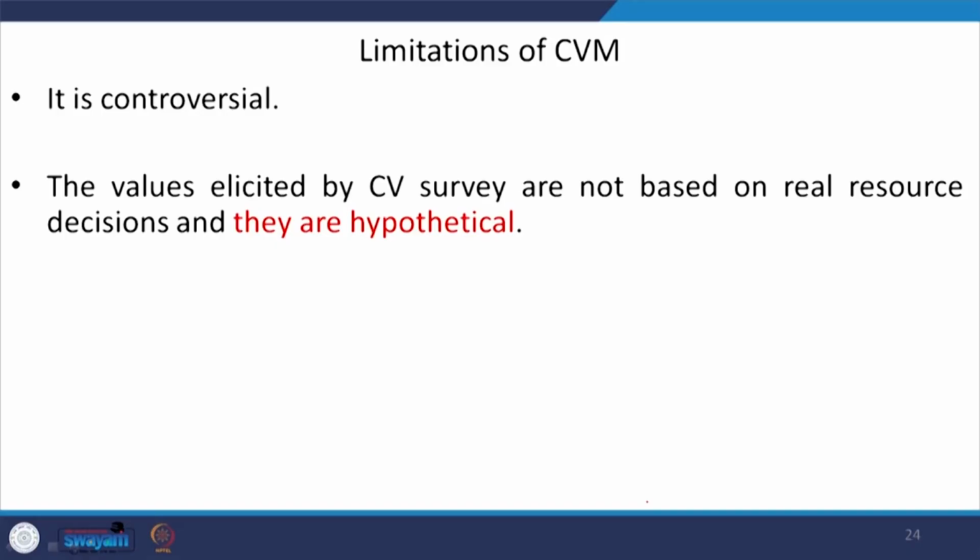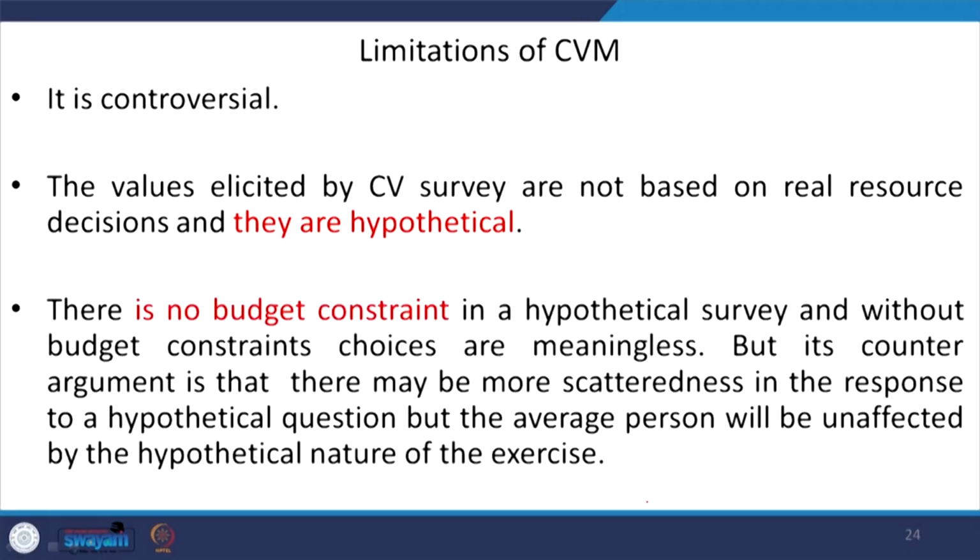Based on this understanding, we can also discuss some of the issues or challenges of the contingent valuation method. The first thing we are discussing is that it is very controversial. Why controversial? Because it is highly hypothetical. The values elicited by these contingent valuation surveys are not actually real, rather they are hypothetical. Because of this reason they are highly controversial. The controversies are around whether it is reliable or valid or not.